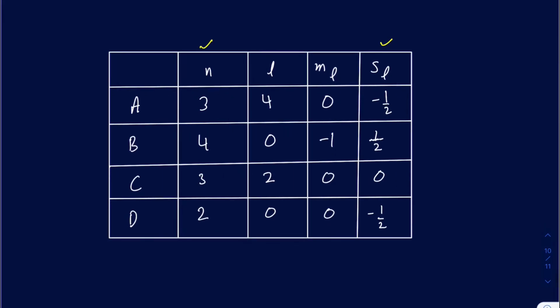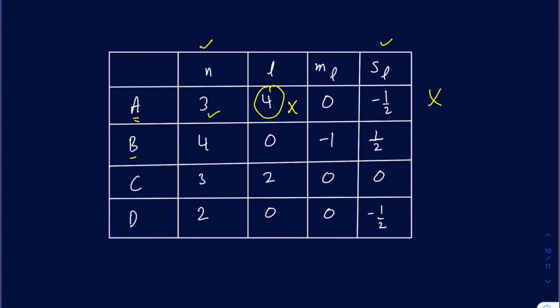Okay, so let's look at this first one. A says the value of n is 3. The possible values of L could be 0, 1, and 2. If it's 3 or more than 3, then it's invalid. It turns out the value of L is actually 4, so it's invalid because of the value of L. Okay, so that one is not good.